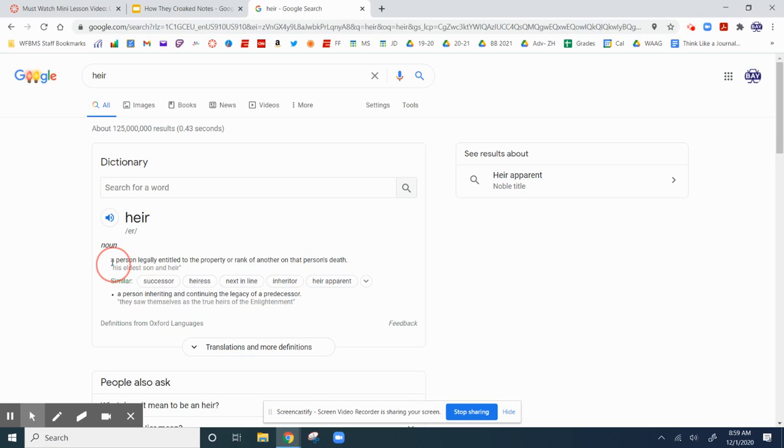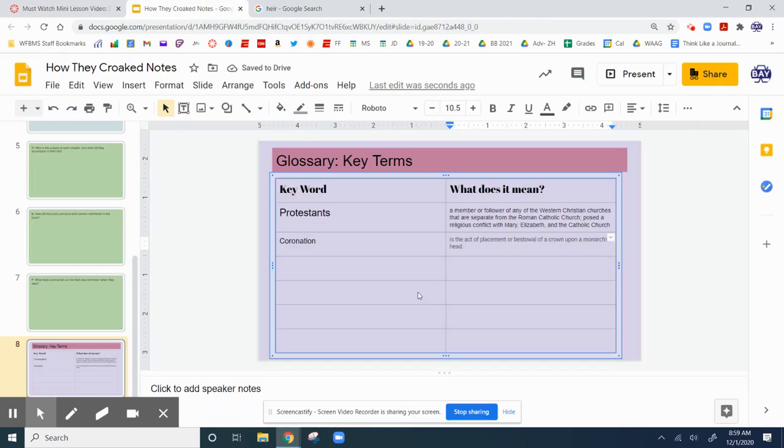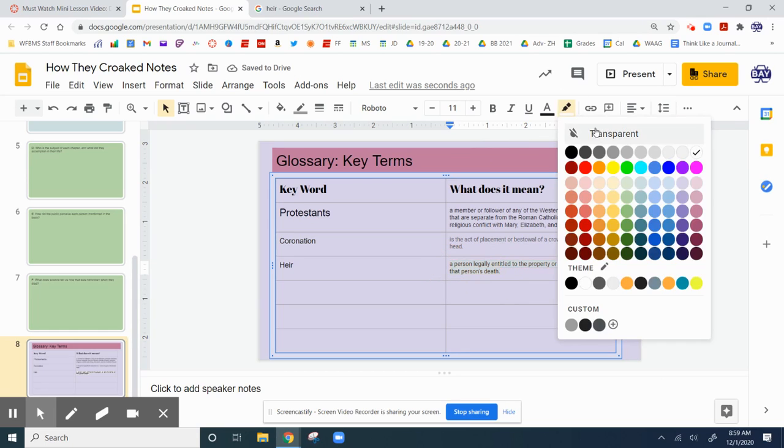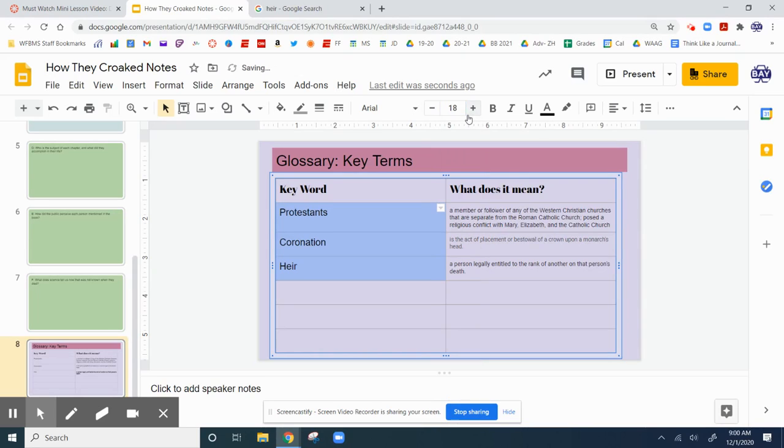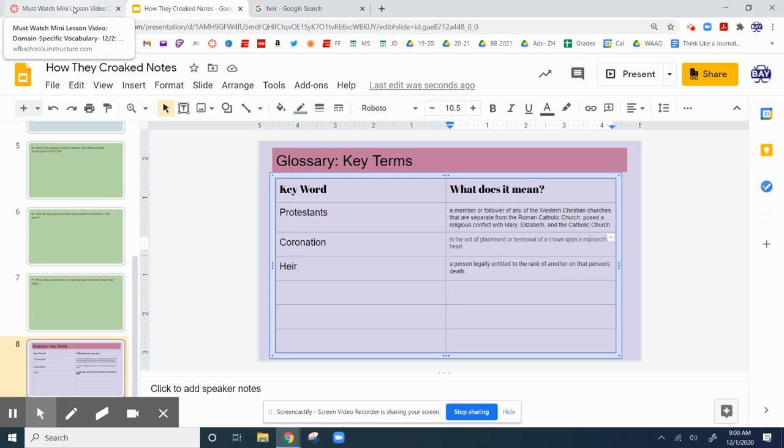So I'll use this one and go over here, heir. Copy and paste if it'll let me. There we go. I like the way that looks. And I've started on my glossary of key terms, domain-specific vocabulary. Protestant, coronation, heir directly apply to Elizabeth's life. They're very important to understanding her reign, understanding the years that she was Queen of England. And so they apply so specifically to this book and to understanding her life.